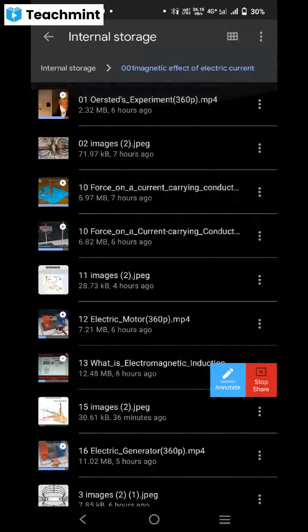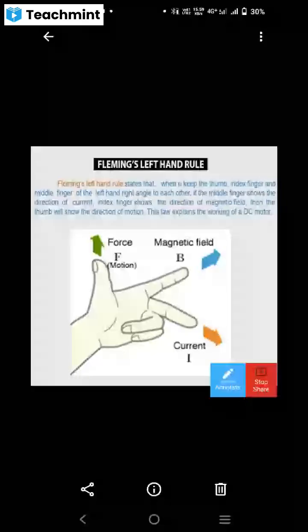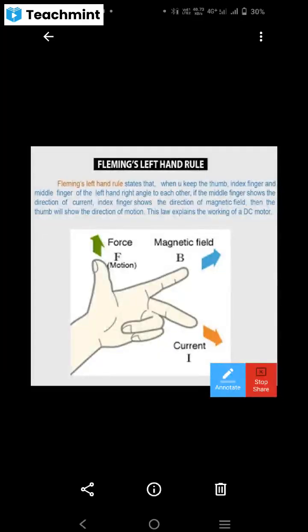Can you see all the three fingers? When you keep the thumb, index, and middle finger on the left hand at right angle to each other, the middle finger shows the direction of current, index shows the direction of magnetic field, thumb shows the direction of motion. So this law explains the working of a motor. It may be DC or AC. Now let us see what is a motor, how a motor looks like. So this is a DC motor.